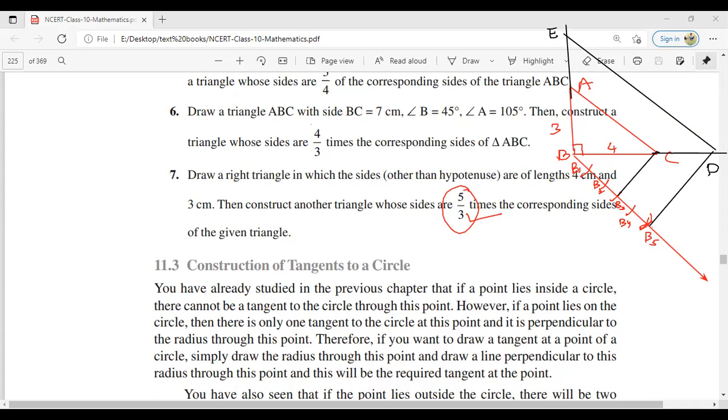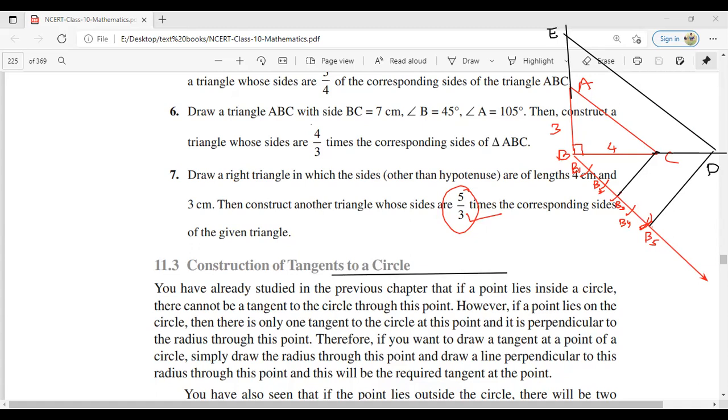So as I told you, here angle A and angle B is given. You can use protractor to draw 105°. So take AB, BC is given. BC is 7 and angle A and angle B are given. Okay, no problem. So angle A is given.